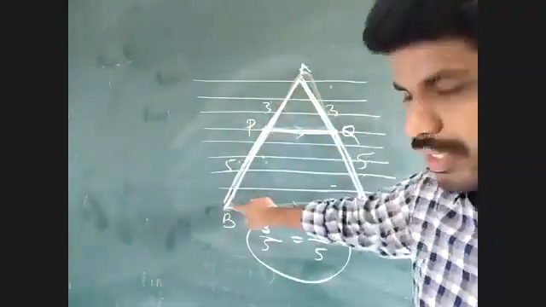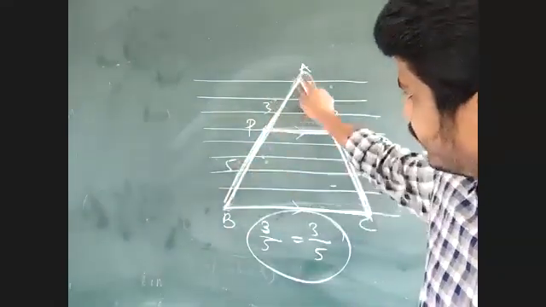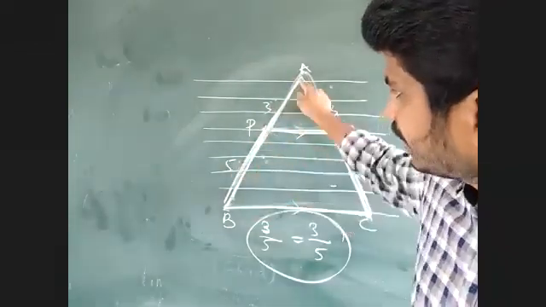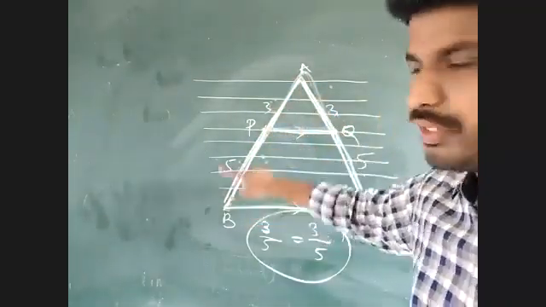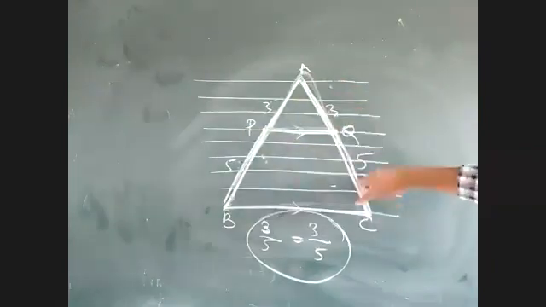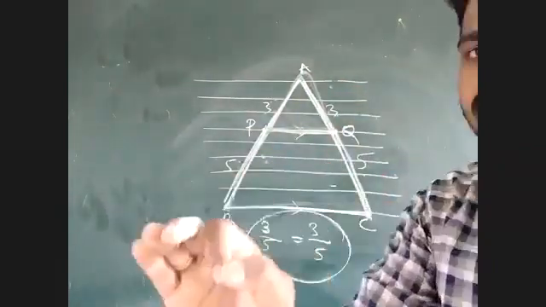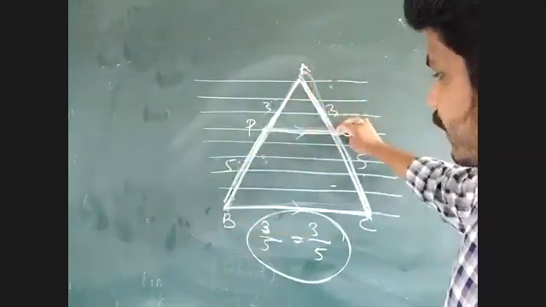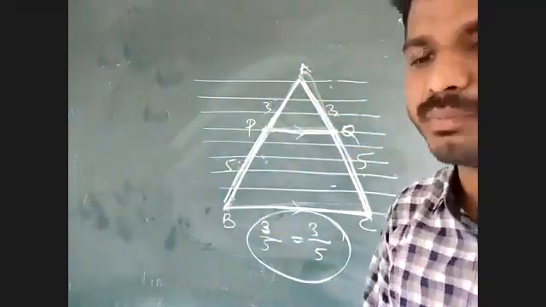AP by PB is nothing but 3 by 5, where 3 is AP and 5 is PB. AP by PB equal to AQ by QC. This is the basic proportionality theorem formula. AP by PB equal to AQ by QC is the basic proportionality theorem.